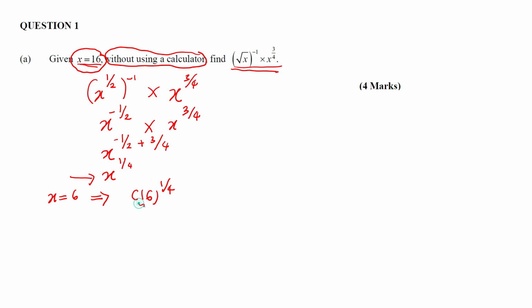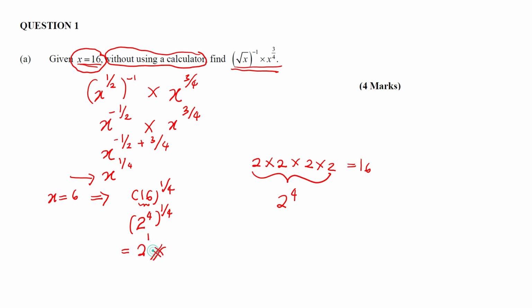Alright, so we can break down the 16 into 2 power something. So 2 times 2 is 4. 4 times 2 is 8. 8 times 2 is 16. So we have 2 power 4 equal to 16. So 2 power 4 times with the power of 1 over 4. So altogether we have 2 power 1. So the answer is 2.